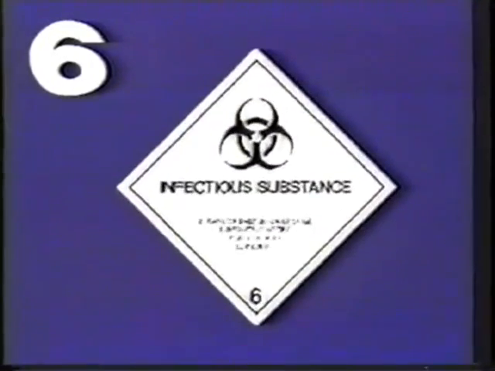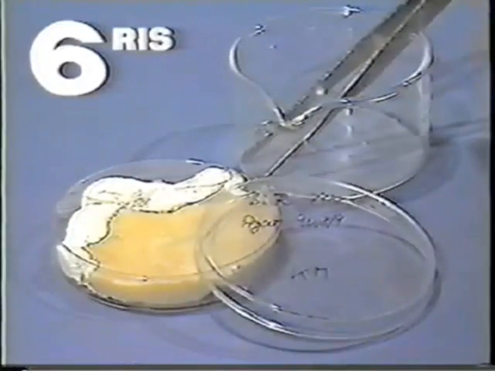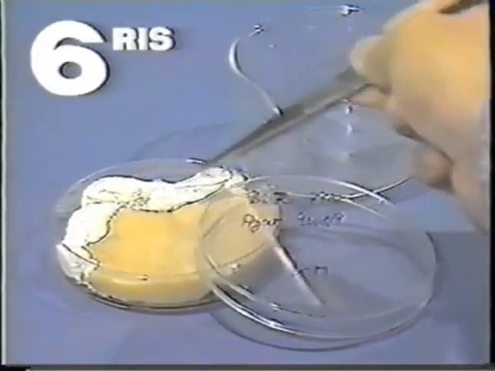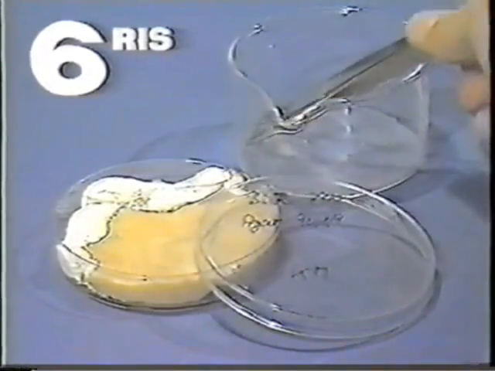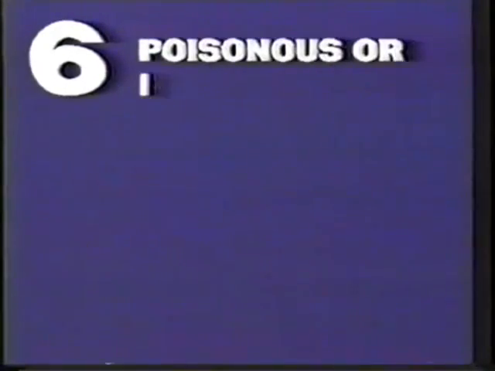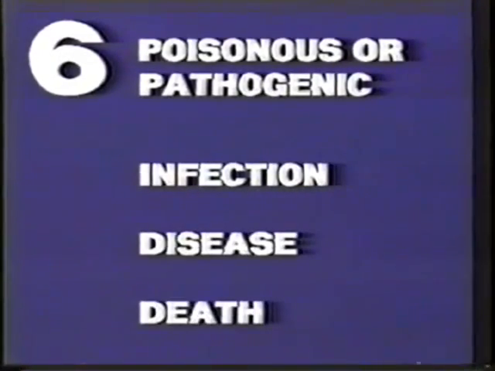Infectious substances belong to subclass 6.2. These are microorganisms, or, in this case, bacterial cultures for research. Infection is possible on contact. Let's summarize. Substances in Class 6 are poisonous or pathogenic. Consequences: infection, disease, death.